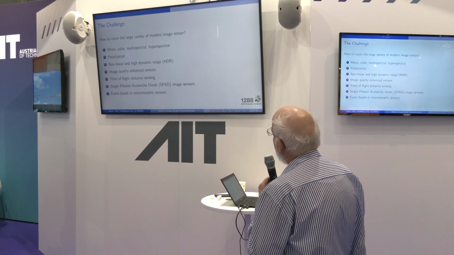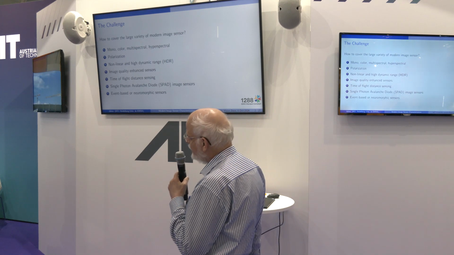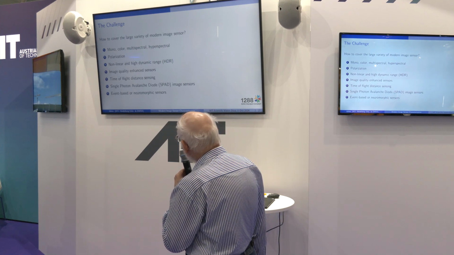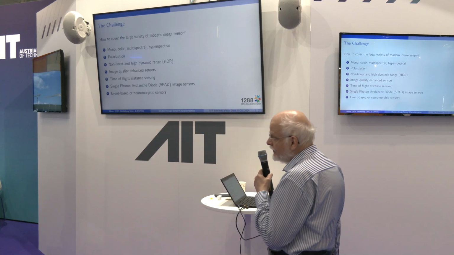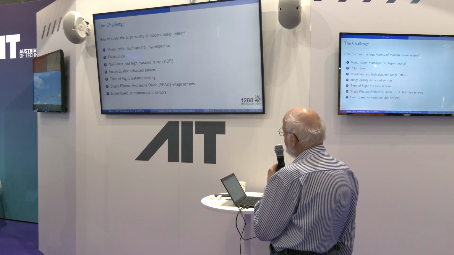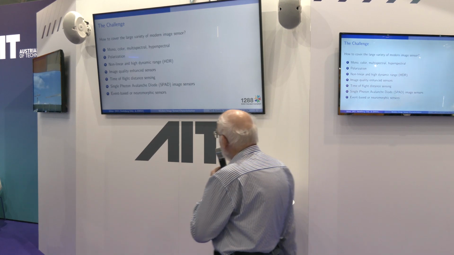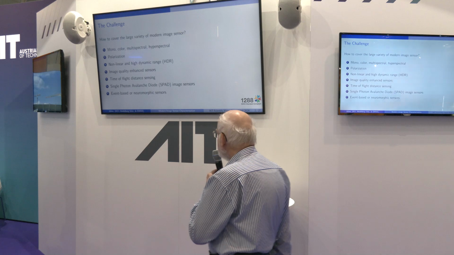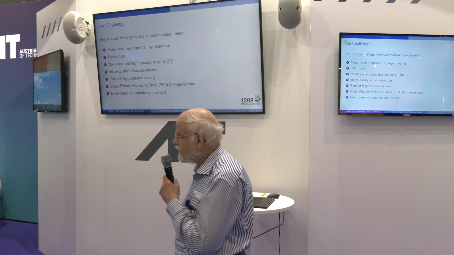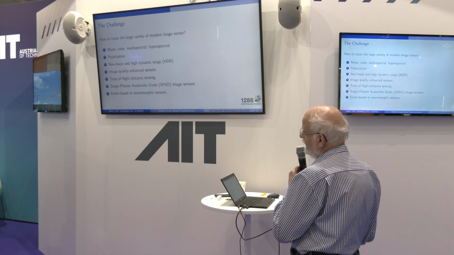Well, how can we really cover this large variety of modern image sensors? It starts, of course, with simple monochrome cameras, color, multispectral, hyperspectral, polarization. Then, if we need a higher dynamic range, we have nonlinear and high dynamic range cameras. We have finally cameras where the image quality is already enhanced. We have time of flight distance sensing. We have so-called single photon avalanche diode SPAD image sensors. And finally, a completely new class, the event-based or neuromorphic sensors.